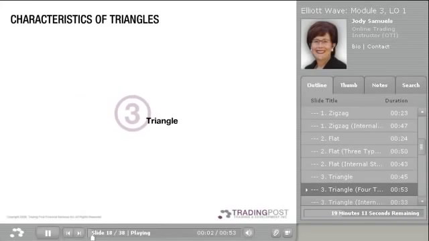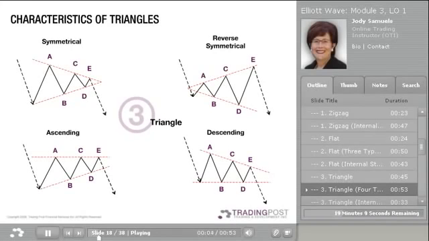There are 4 variations of triangles. Triangles usually occur in 4th wave positions and are considered sideways consolidation patterns. They are also called continuation patterns as they precede the final move in the direction of the current trend. Notice the difference between the symmetrical and reverse symmetrical triangle. The symmetrical triangle moves within converging channel lines. The reverse symmetrical triangle moves within diverging channel lines.